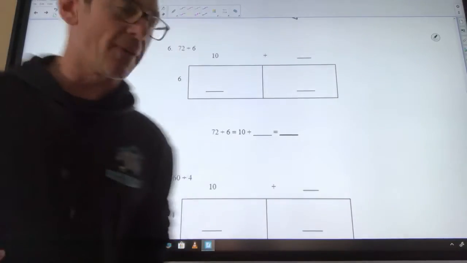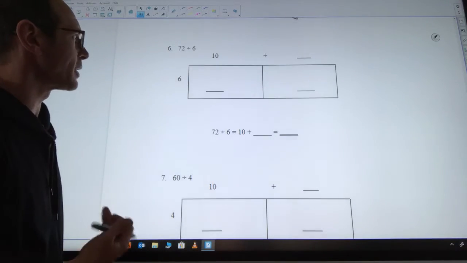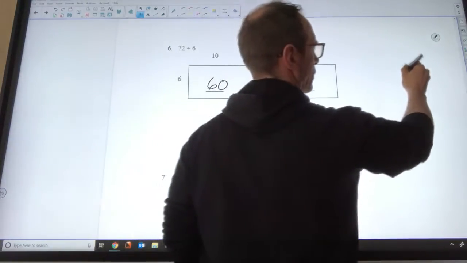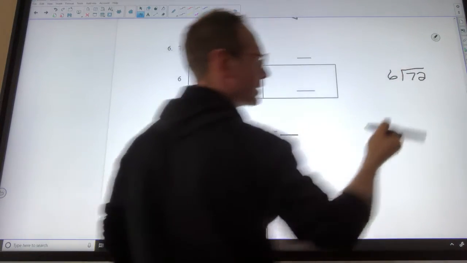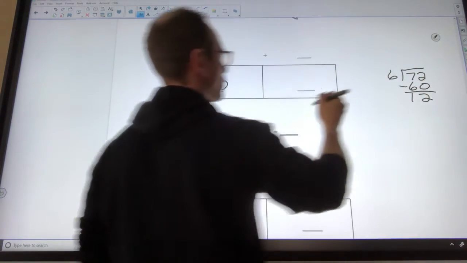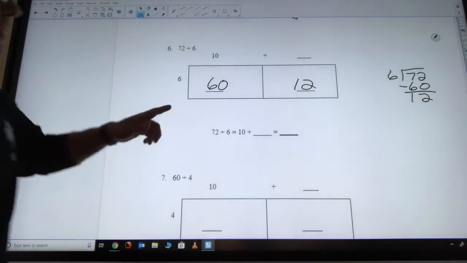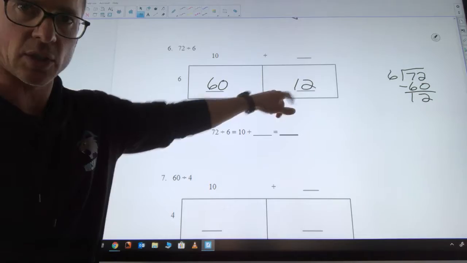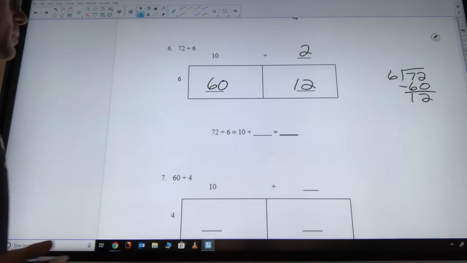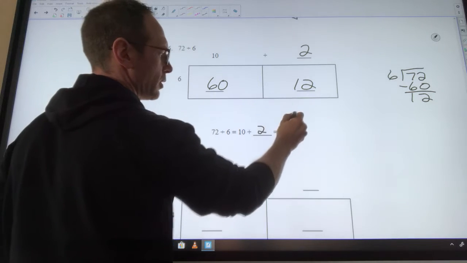So 72 divided by 6. Oh, this is another one of those 6 ones. And I know that it's going to be more than 10 because 10 times 6 is 60. Now remember, my question is 72 divided by 6. I'm just going to write it like this over here. I've taken this 60 away, which leaves me with 12 left over. 60 and 12, that's 72. I know that it takes 2 6's to get to 12. 6 plus 6 is 12. So 2 6's gets me to 12, which means 72 divided by 6 is 10 and 2, which is 12. 10 plus 2, 12.